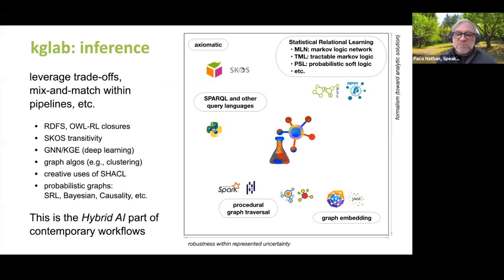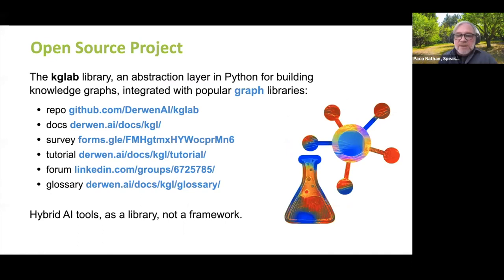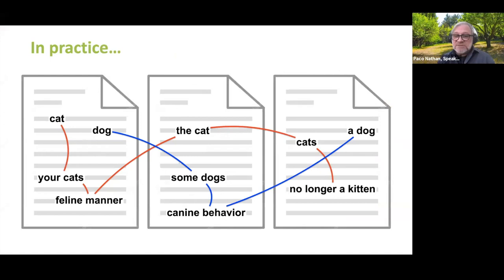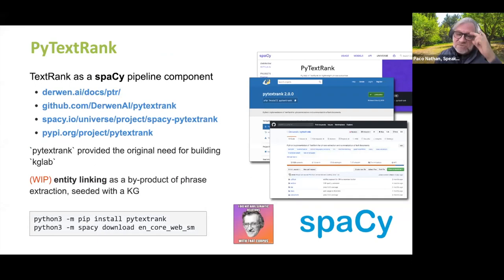And so we have this project called kglab. Again, it's an abstraction layer for this. And one of the kinds of applications is in NLP. A lot of NLP natural language understanding is essentially taking text to construct graphs. And then there's a project called PyTextRank that uses very efficient entity extraction from graphs based off of text graphs.